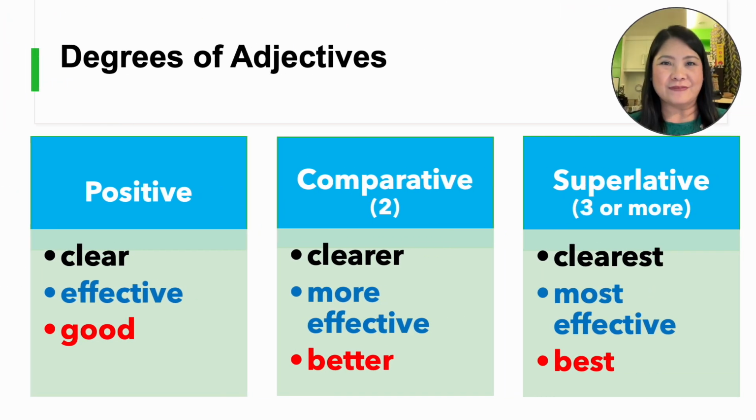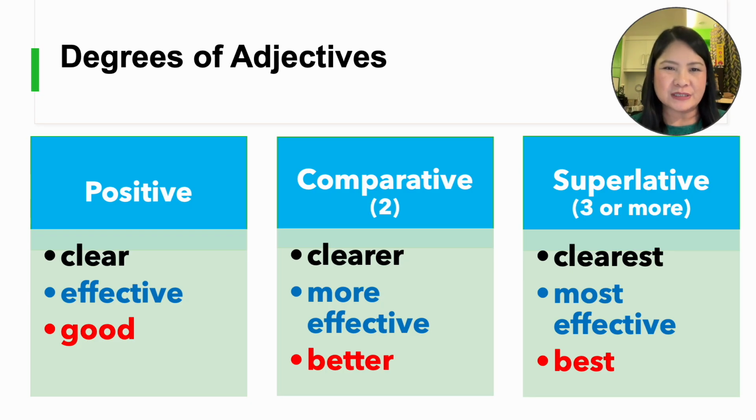Now let's have the degrees of adjectives. We have three here: positive, comparative, and superlative. So say them with me. Positive, comparative, superlative. When do we use the comparative degree? When we are comparing two persons, places, things, or events. When do we use the superlative degree? If we are comparing three or more persons, places, things, or events.